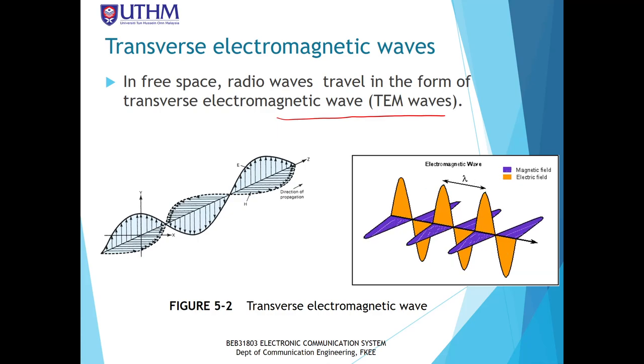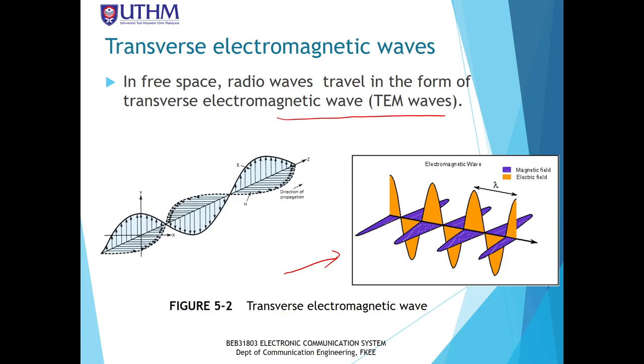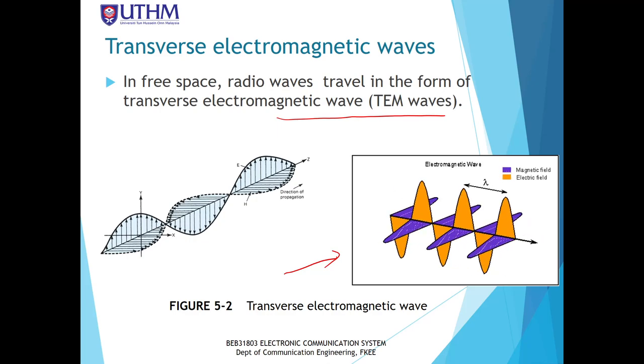If you see from these animations, the blue color is the magnetic field, the orange color is the electric field, and you see that both the electric and magnetic fields oscillate at different angles, where both of them are 90 degrees to each other. Kedua-dua medan elektrik dan juga medan magnet berayun pada sudut yang berbeza sebanyak 90 darjah. They are perpendicular to each other, and both of these move in different directions. Dia bergerak pada arah yang lain tetapi bersama-sama. So both the E field and H field move together towards the same direction.